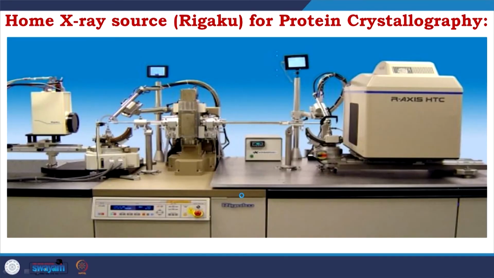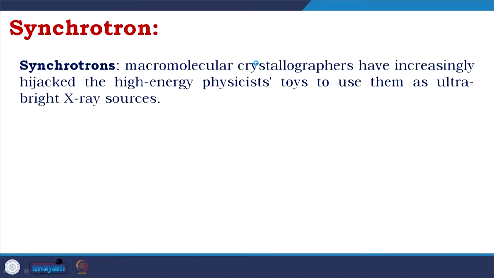This is the home source from Rigaku for protein crystallography. You could see that here is the detector, and here you could put the crystal. Here is the camera where you see the crystal and you could align it. But home sources are a relatively recent development. Before, the data used to be collected at a synchrotron, and now synchrotrons are becoming more and more useful to crystallographers. It is said that macromolecular crystallographers have increasingly hijacked the high energy physicists' toys to use them as ultra bright X-ray sources.